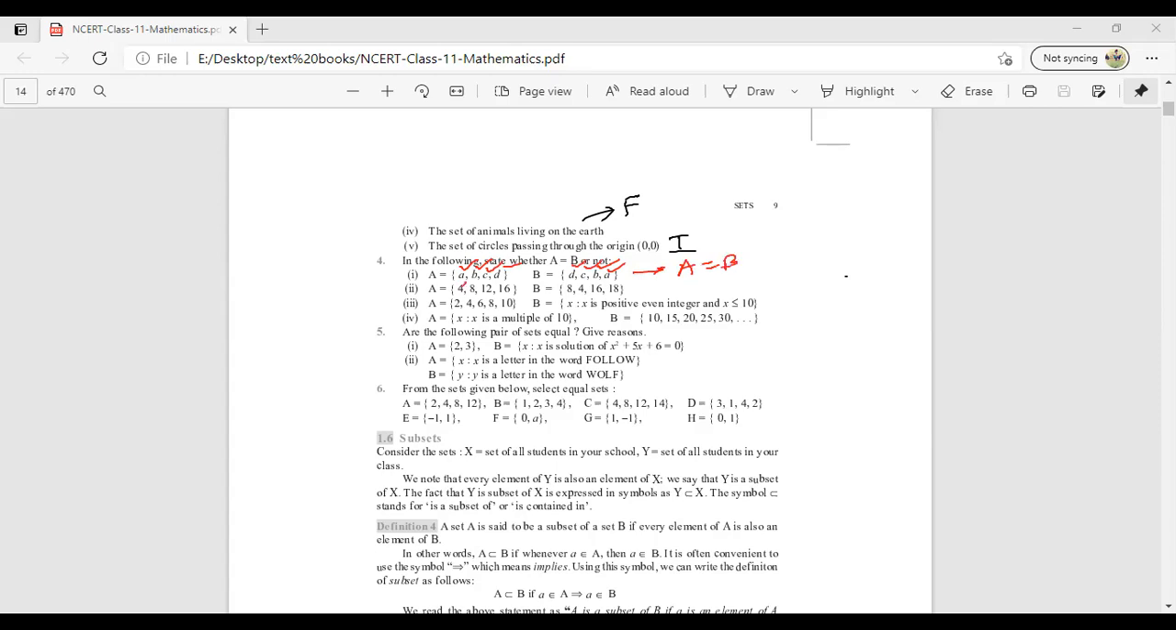Check here. Yes, 4 is here. 4 is here. 8 is here. 12 is not here. So A is not equal to B.